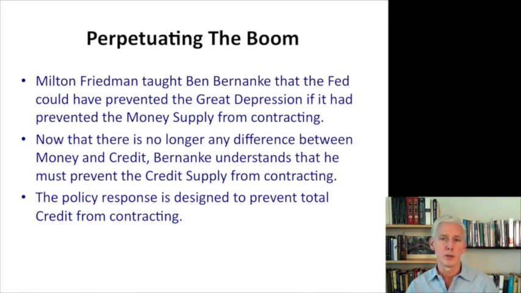Milton Friedman taught Ben Bernanke that the Fed could have prevented the Great Depression if it had prevented the money supply from contracting in the early 1930s. Now that there's no longer any difference between money and credit, Bernanke understands that he must prevent the credit supply from contracting. And that's what the policy response is designed to do. It's designed to prevent the total credit supply from contracting.